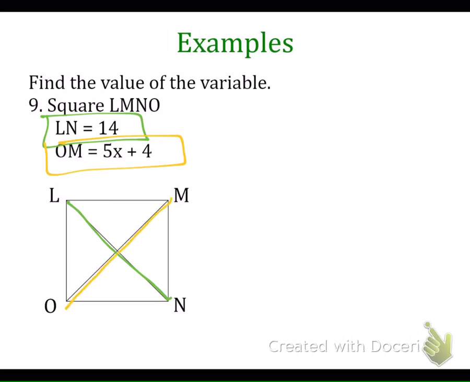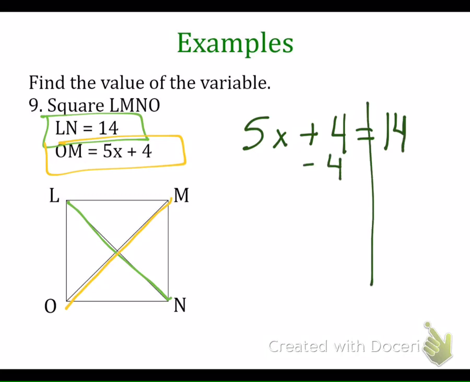Now, the diagonals are what in a square? Congruent. So what should I do with these two up here? Set them equal to each other. These diagonals are always equal to each other. So 5x plus 4 equals 14.